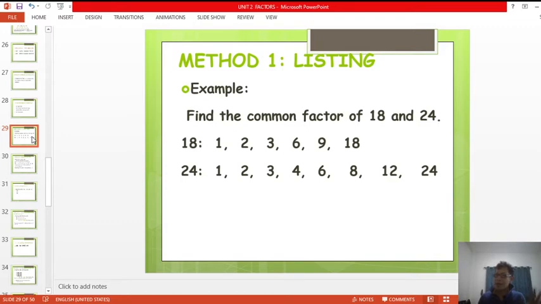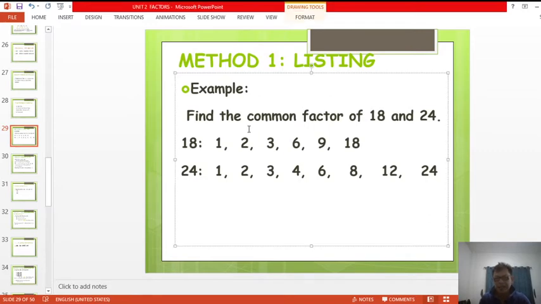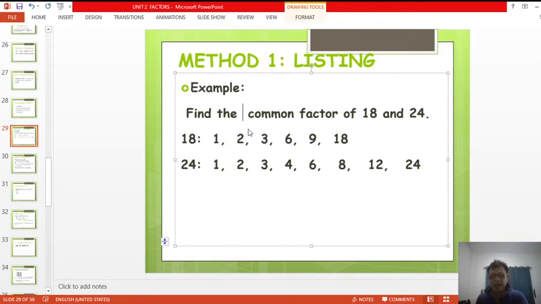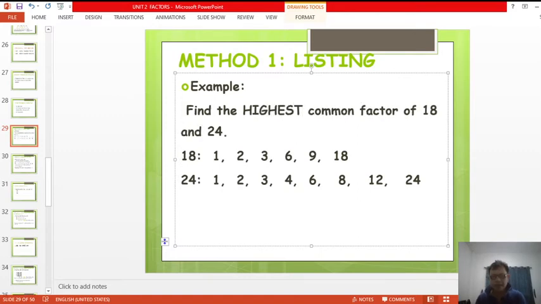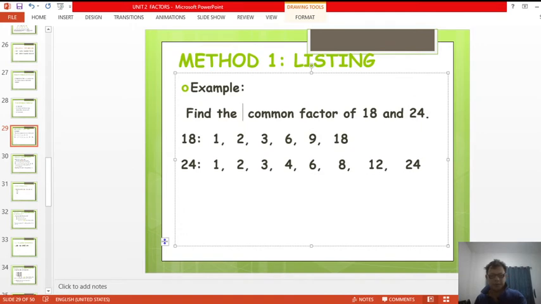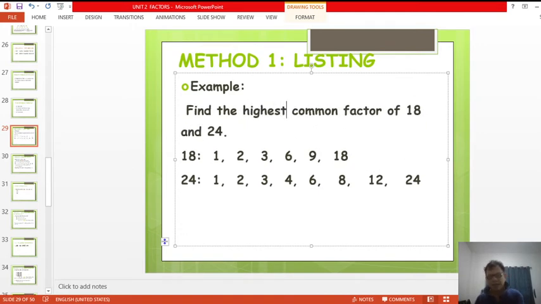Method number one. Remember, common factor. Find the highest common factor of these two numbers, 18 and 24. So what shall you do? You start by factoring them the normal way. You don't think of prime numbers here. Remember the first time we learned about factors? Here we call this an arc.